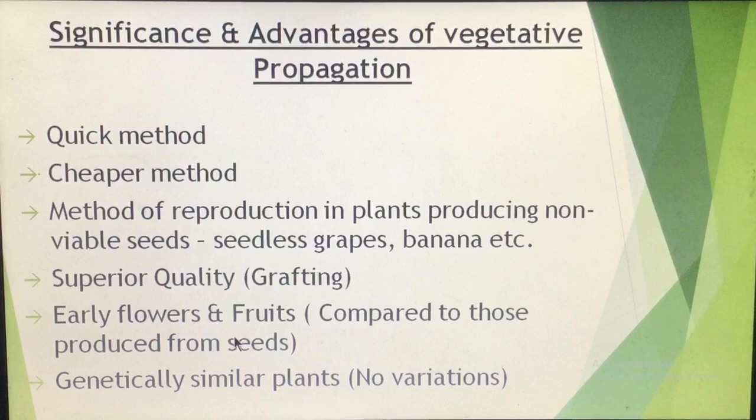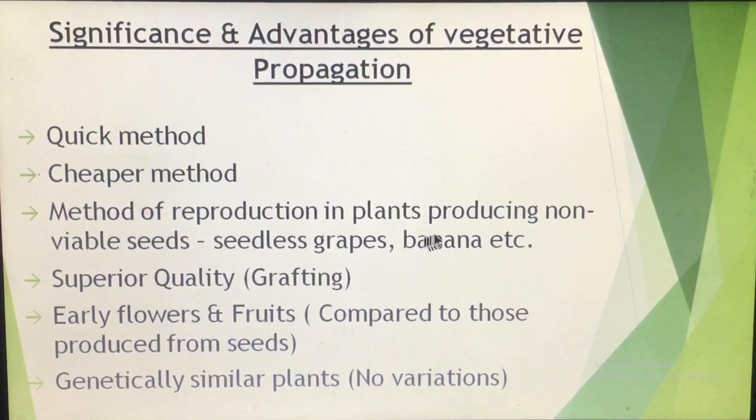Another important advantage of this method is that there are certain plants like banana or grapes, they lose their property of reproduction. That means the seeds of banana as well as grapes are non-viable seeds. Non-viable seeds means these seeds cannot give rise to a plant. So in these cases vegetative propagation is the only method of producing these plants.